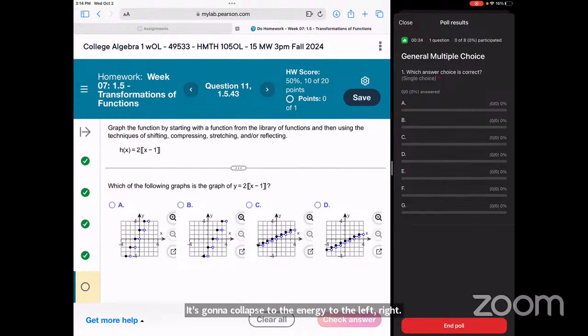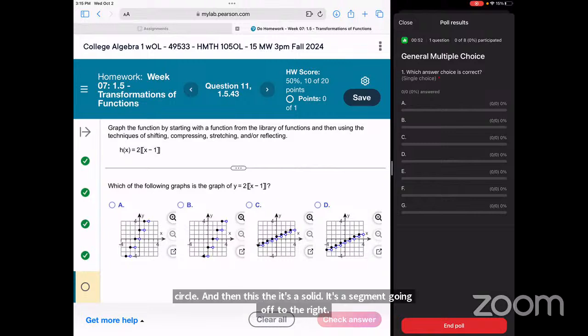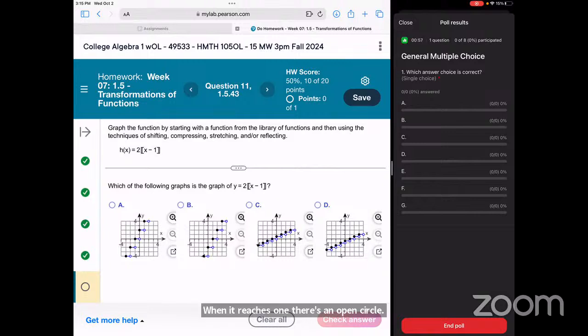And so we call this a step function because the final graph typically looks like the stairs on the staircase, the steps on the staircase. And usually the origin is a filled-in dark circle, and then it's a segment going off to the right. When it reaches 1, there's an open circle. Then it jumps up to the point (1, 1), and it's a closed circle there. Then you repeat the process, in either direction.